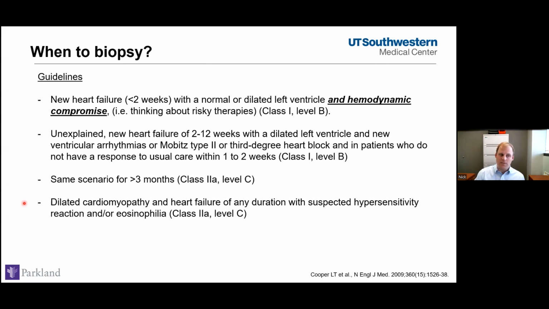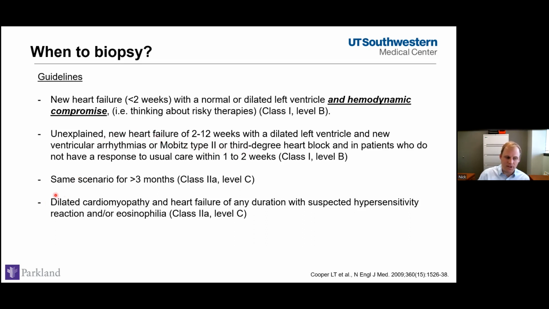What they say is that if you have new heart failure defined by less than 2 weeks with a normal or dilated ventricle, and you're hemodynamically sick, again, cardiogenic shock, it is reasonable to biopsy those patients, because you're having to consider risky or high-risk therapies in a difficult situation. If you're presenting with new heart failure and you have a high-grade AV block, again, type 2 Mobitz or third-degree heart block, if you're having VT or VF, in those patients that are not responding like you might expect to care or getting sicker, it is reasonable to biopsy those patients.